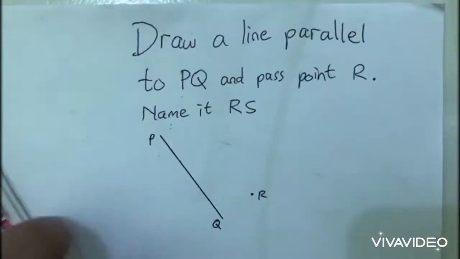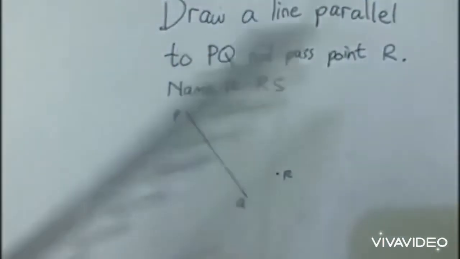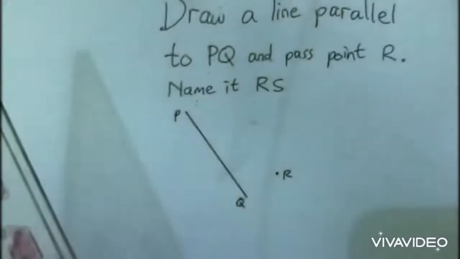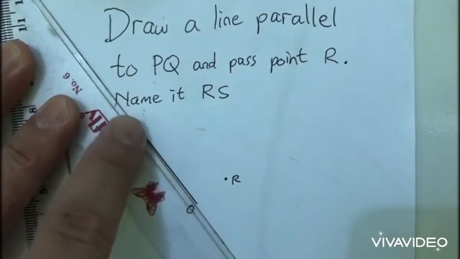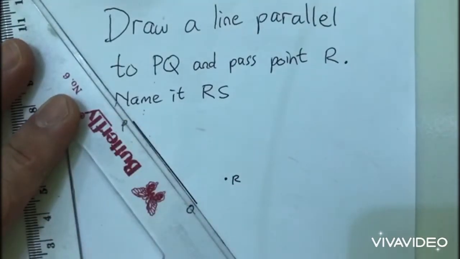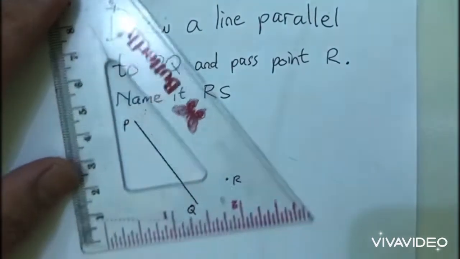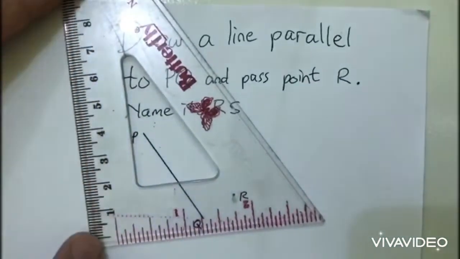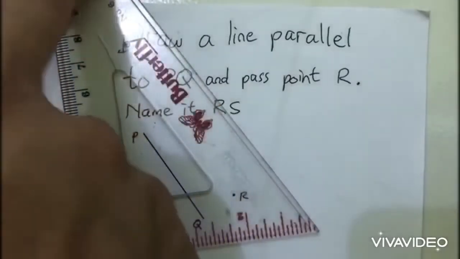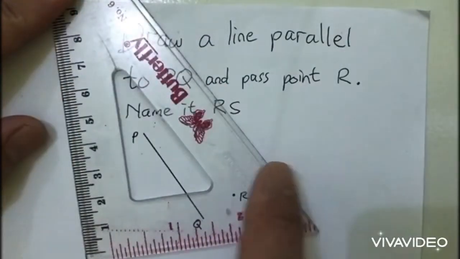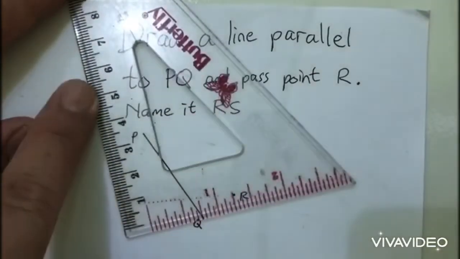Here I use two set squares. You can use a set square and a ruler, it's up to you. So you put one of the set squares on PQ, like this. Sorry, I used the wrong side. If you see here, there is a right angle, and in mathematics we call this one the hypotenuse. So we don't use that. You can use this one or this one.